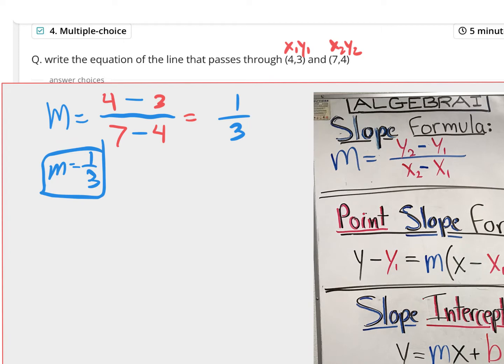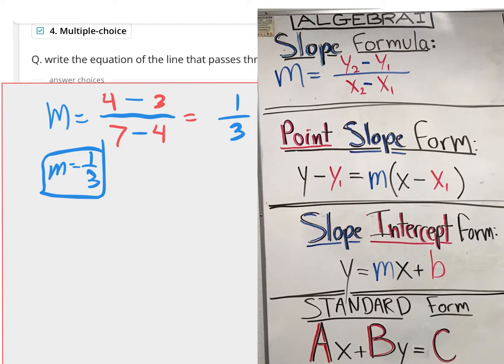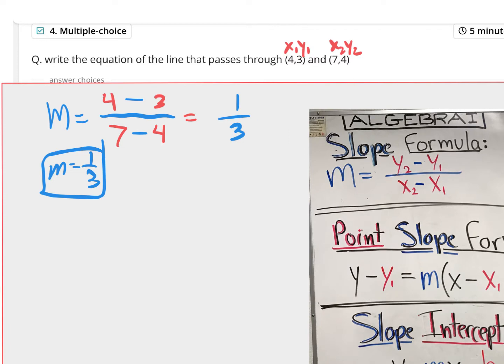And that's a very important bit of information to write our equation. So if we continue to look at the board, what is right after slope formula? We have point slope form, because that's the easiest form to start with. Once you found your slope, then you jump to point slope form. Why is that? Because you have your slope and you actually have points. What points? The points that you used to actually find the slope.